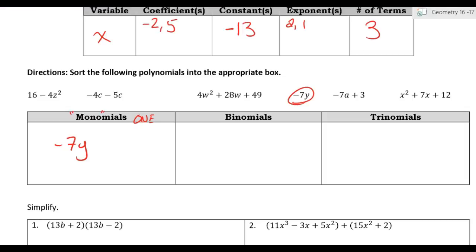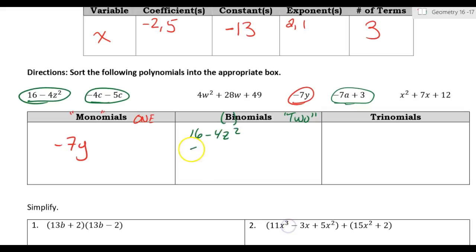Now when we're looking for the next term, binomial, okay, bi means 2, like bisect. And 2 terms means that there are 2 terms separated by an addition or subtraction. So here, 16 minus 4z, well, there's 2 terms. -4c minus 5c, there's another 2 terms. And this one here, -7a plus 3. So this is another 2 terms. So we got 16 minus 4z squared, and then -7a plus 3.